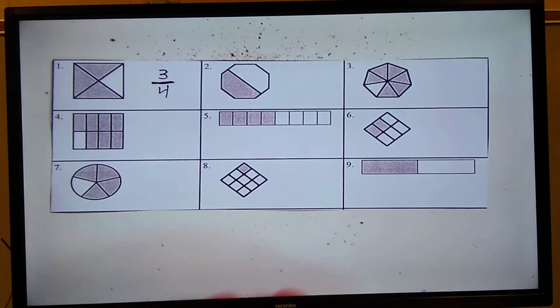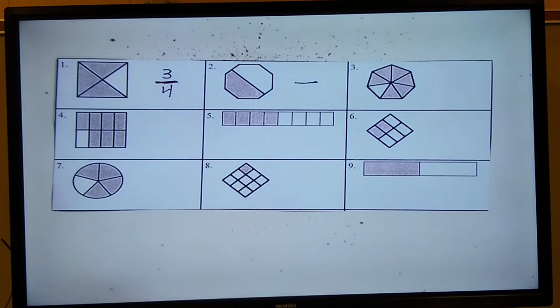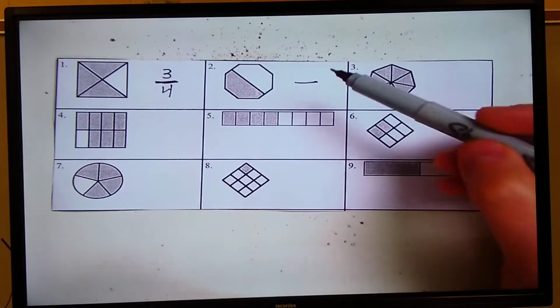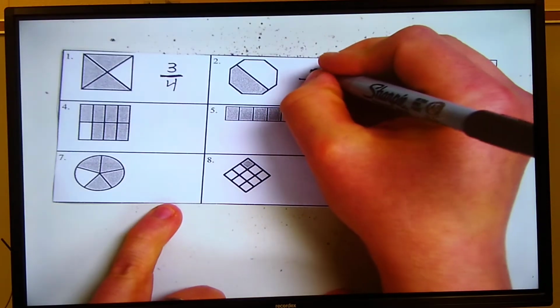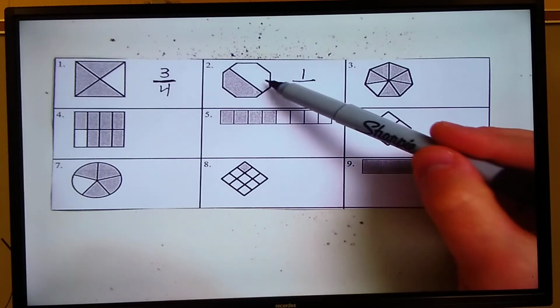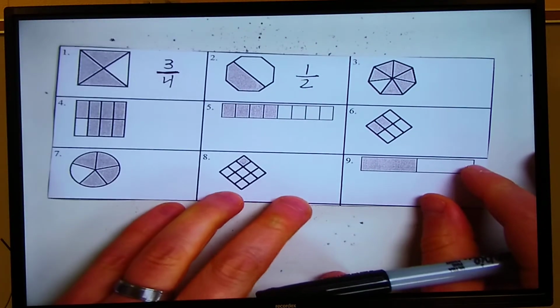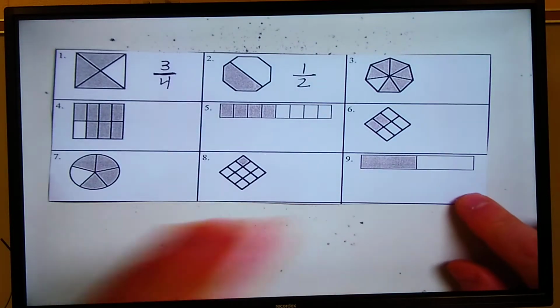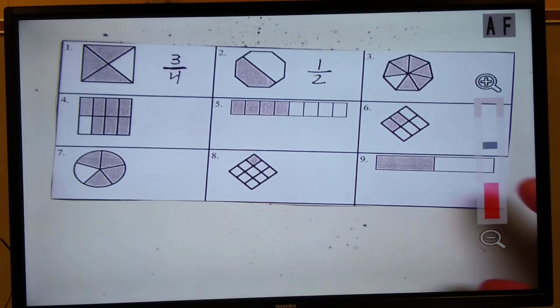So let's try another one. Number 2. I have my fraction bar. Now I have to determine my numerator. How many are shaded in? Just 1 is shaded in. Now I have to discover my denominator. I have to figure out how many I have in all. 1, 2. 1/2.